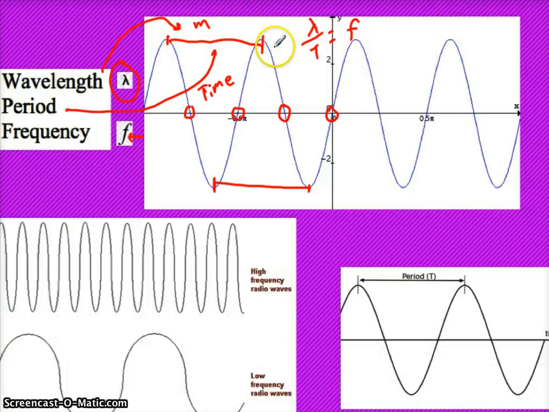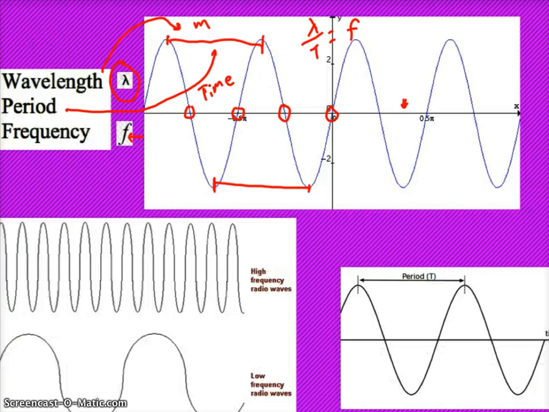Now you know from the definition I read that they like to have it from the crest and from the trough because you don't always have this little line right here. So you can actually do some calculations with wavelength and frequency.